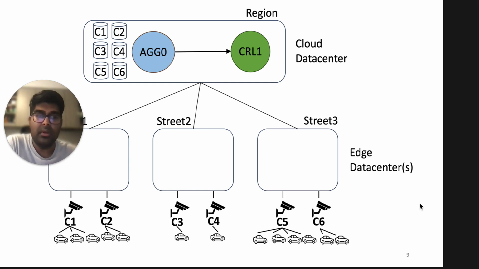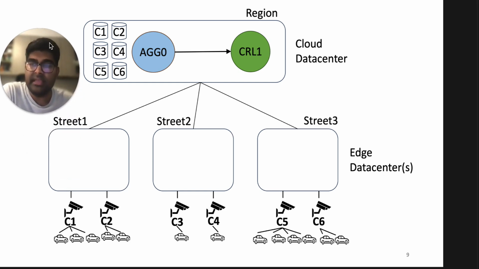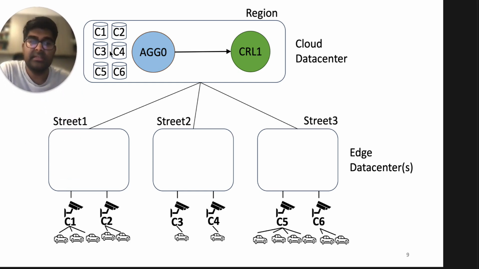However, if the number of cameras increases for certain streets, since this is a motion activated camera, this leads to more images being produced, which then consequently leads to a spike in the amount of data that is being transferred to the cloud.